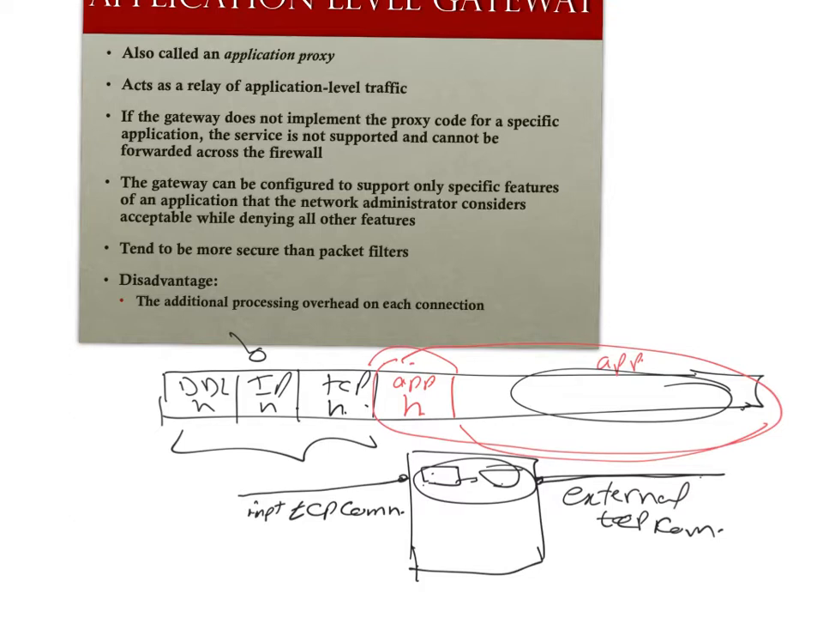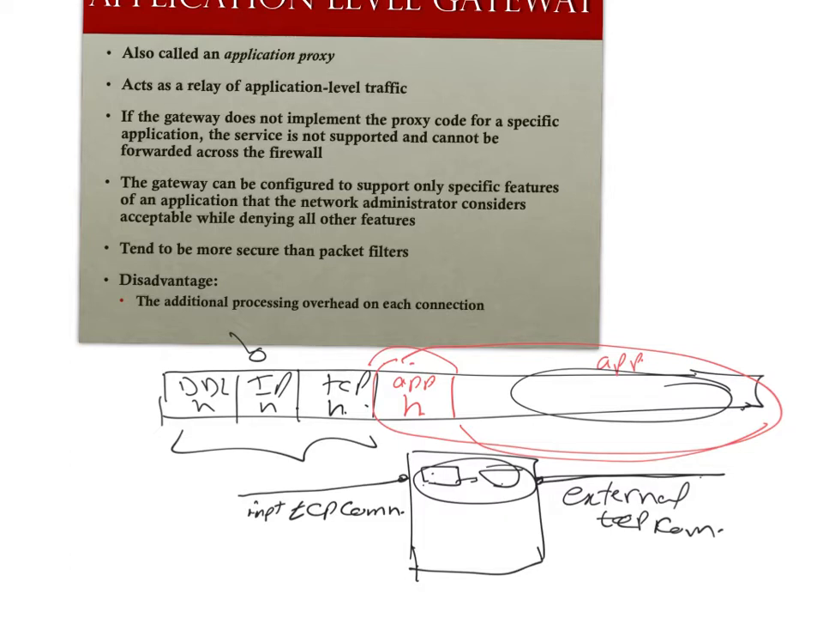And during this process, I can do whatever types of filtering or restrictions based on the application level data. So if the gateway does not implement the proxy code for a specific application, the service is not supported. So I can do some restrictions. So the application level proxy can say, okay, this incoming application level traffic is actually restricted or discarded. So the gateway can be configured to support only specific features of the application. So it's not only on the type of application, I can restrict even some functions inside the application because I look at the actual data of the incoming traffic.